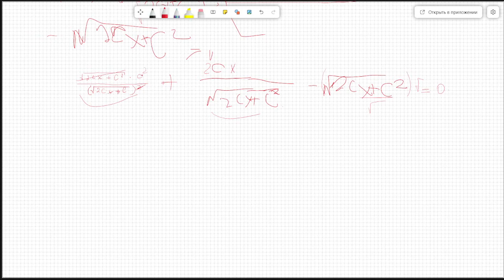Here will be c squared, then plus 2cx, plus here two, plus 2cx, plus 2cx. And this into the denominator, we must stay minus this root times same root. It means minus this expression, 2cx plus c squared in brackets, without root. Plus c squared.